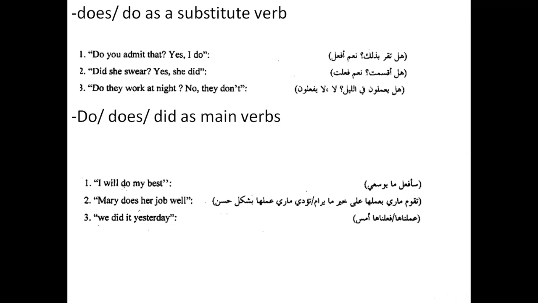So look at: did she swear? Yes, she did. It means: did she swear? Yes, she swore. Okay. So, actually, we can use the verb أفعل or فعلت to render do, does, and did as substitute verbs. But also it is possible otherwise. Do you admit that? Yes, I do. هل تقر بذلك؟ نعم أفعل. But we can say: هل تقر بذلك؟ نعم أقر.